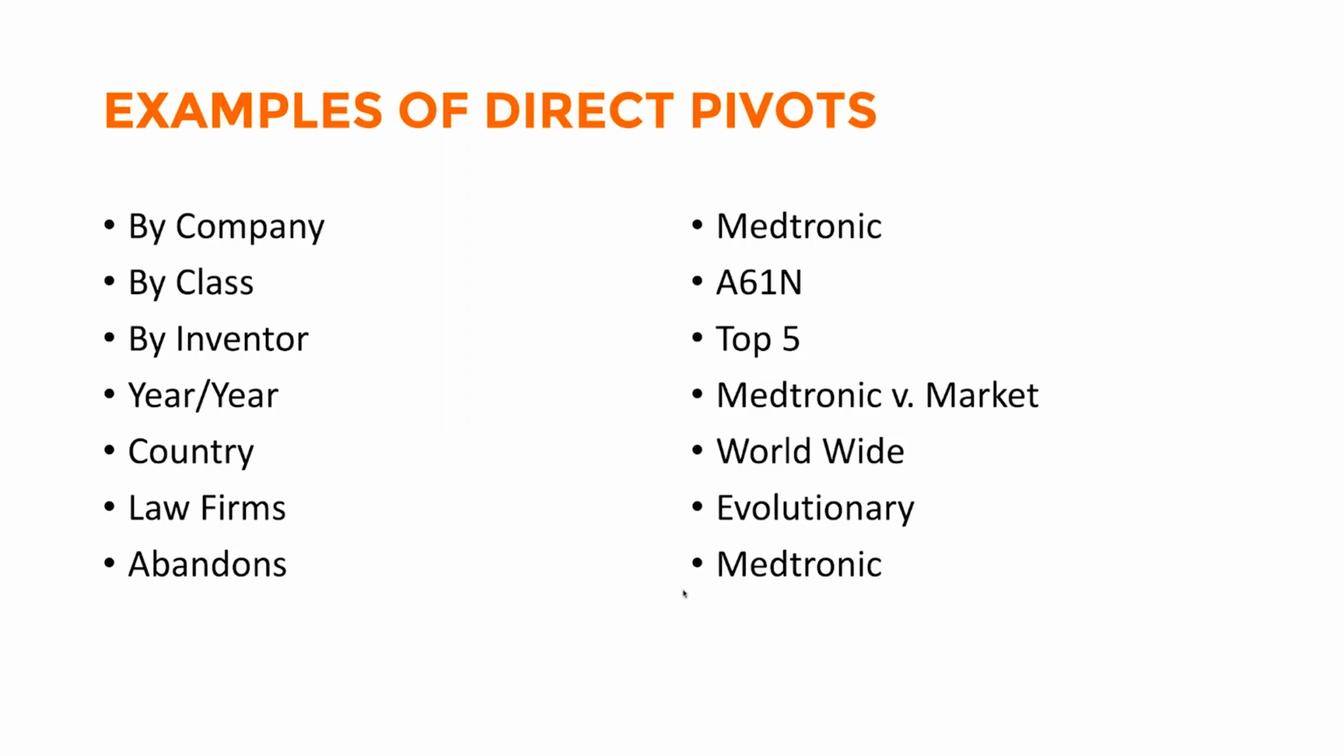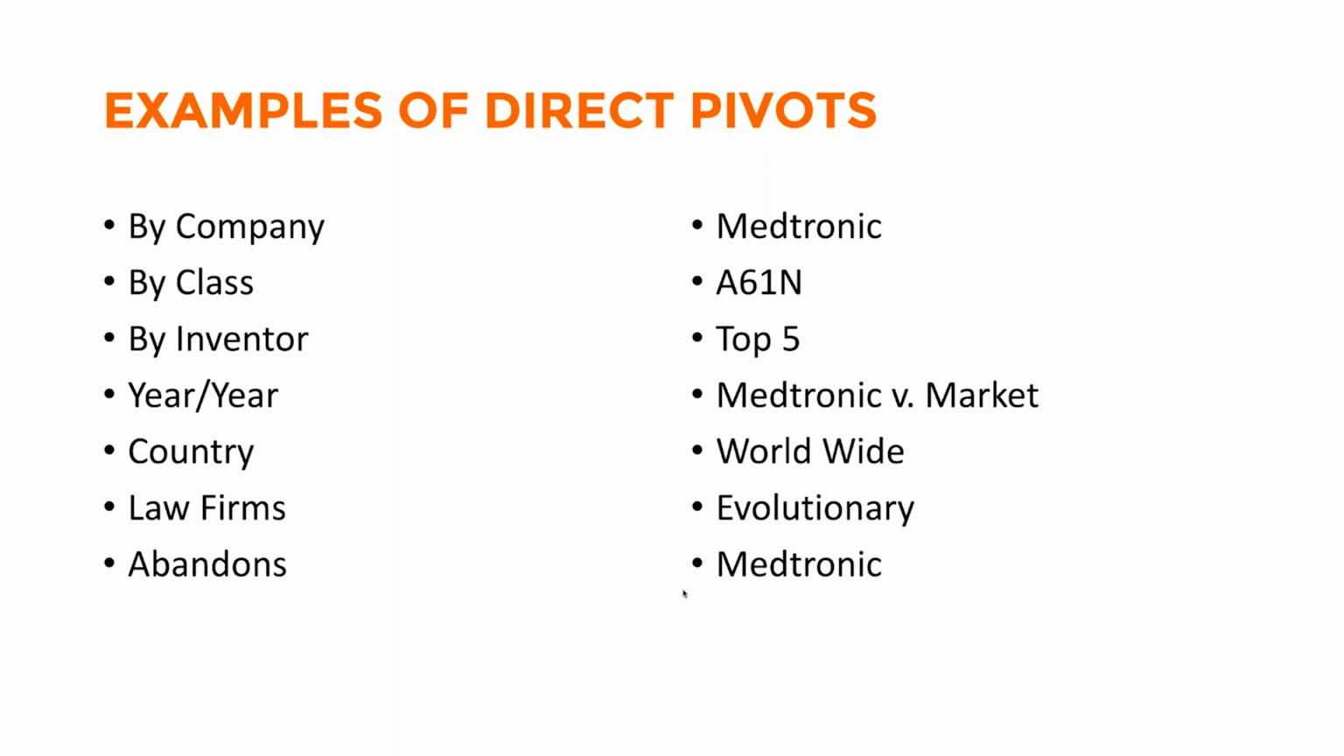So let's take some examples and talk about direct pivots. I'm just going to use Medtronic as an example. I'm going to show some examples of how we can do direct pivots and make some judgments about law firms and countries and marketplace and inventors and abandons just using Medtronic as an example. Using Medtronic because they've got a great portfolio and they're not a client, so I don't really want to talk about any of my clients in that respect.